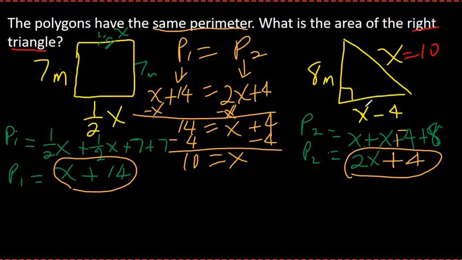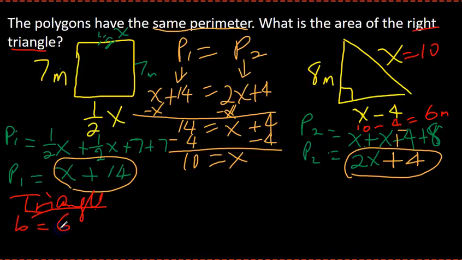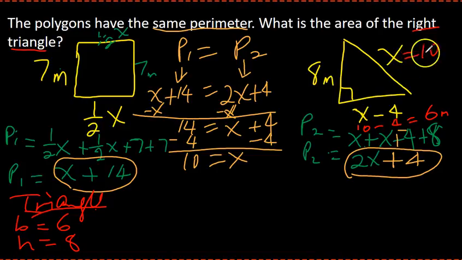So we substitute, since x is 10. We do 10 minus 4, which is 6. So this side is 6, the base is 6 meters. So we write this. For the triangle, the base is 6, the height is 8. Because the base and the height make a right angle, we don't need this side at all. We only need x to find this side.